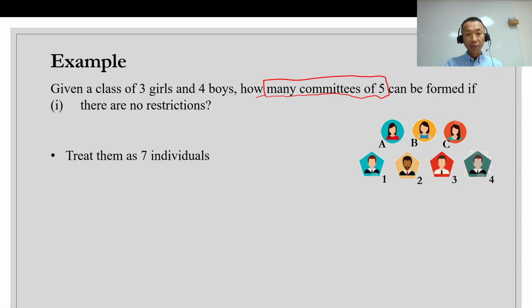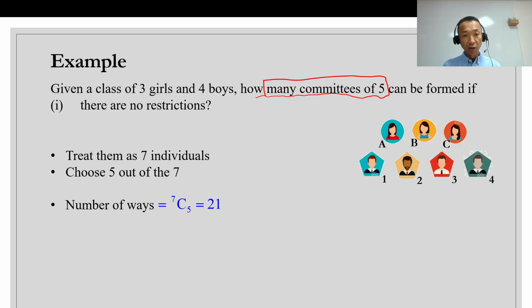So we treat them as 7 individuals. We learned it earlier. So simple, choose 5 out of 7. All you need to do is to press the calculator 7C5. So just press the calculator, we are done.